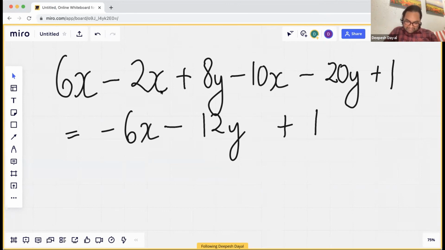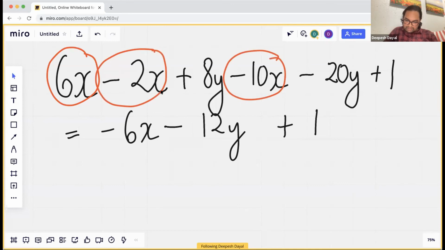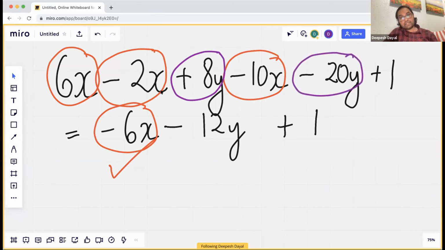So we've got 6x minus 2x gives me 4x. Minus 10 is minus 6x. Yay, that's correct. Well done. Next one. 8y minus 20y. So you have 8, you take away 20, so you're going to get a negative. So it's minus 12y. Cool. And the 1 is on its own. So we just have 1 at the end.